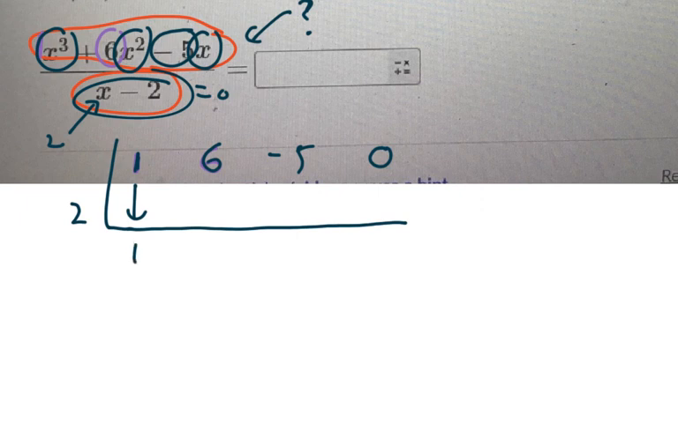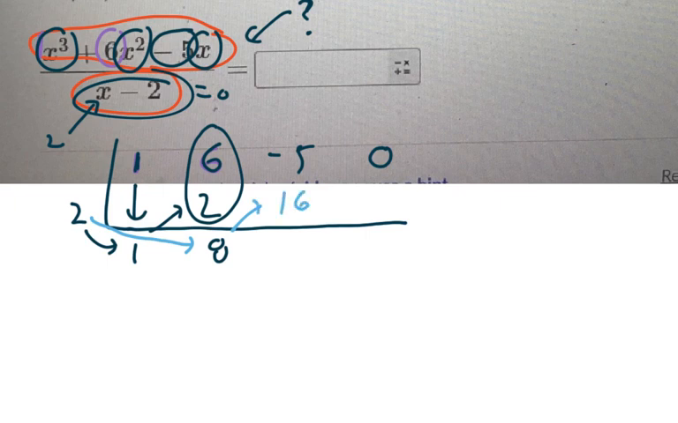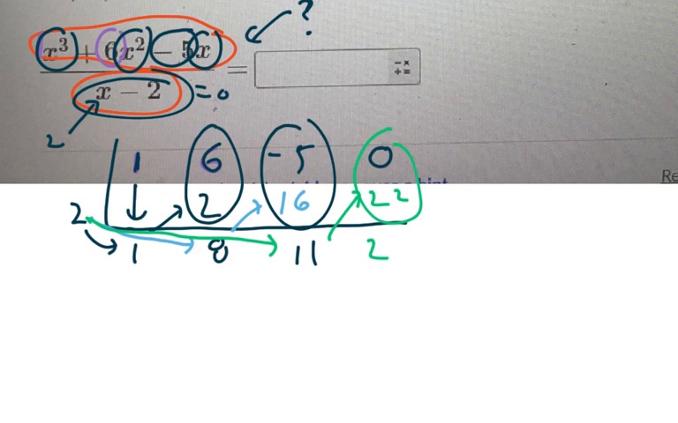We always bring down the first number. We multiply these numbers together. We bring it back up. So 2 times 1 is 2. What is 6 and 2? That's 8. So now we're going to multiply the 2 times the 8. Bring it up here. That's 16. What's 16 minus 5? 11. We're going to now take 2 times the 11. Bring it up here. 22. What is 0 and 22? 22. This is our remainder.